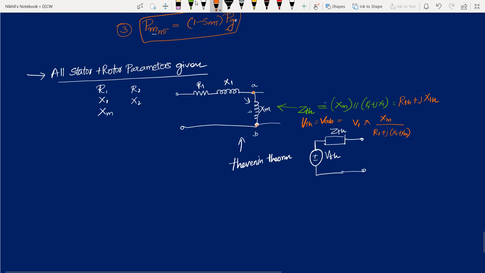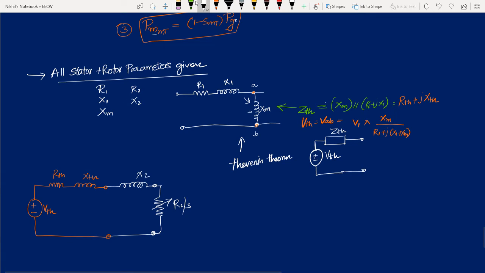If you replace the entire circuit with the Thevenin circuit, then you will have a Thevenin voltage source like this, VTH, and you will have an RTH, then an XTH. So this is the Thevenin circuit that you have created. And what was the circuit that initially we removed? That is the rotor circuit, isn't it? Now this is the rotor circuit actually: R2 by S, this is X2, isn't it?